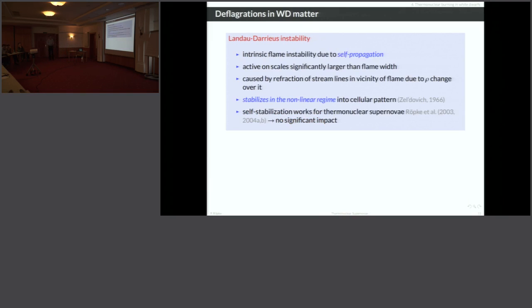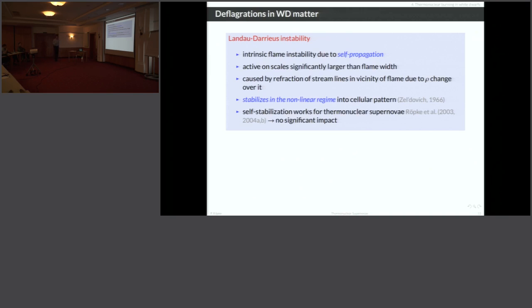Now the third instability I wanted to mention here is the Landau-Darrieus instability. I will not actually go much into detail about this here. This is an intrinsic flame instability, not something that is caused by an external effect such as shear or gravity as the other two instabilities, but this is intrinsic to the self-propagation of the flame. It is active on scales that are significantly larger than the flame width, where the flame can be, again, treated in the discontinuity approximation. You can actually nicely explain how this works in detail, but I will not do that here, but just mention that the reason for this instability is the self-propagation. So this is caused by the refraction of streamlines in the vicinity of the flame due to the density jump we have over the flame.